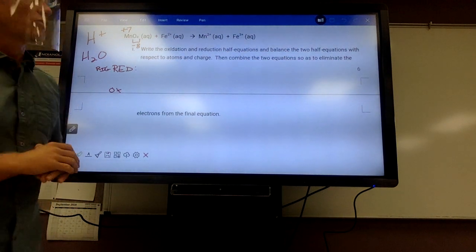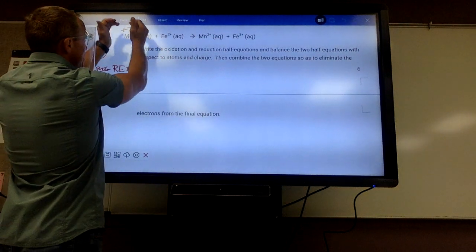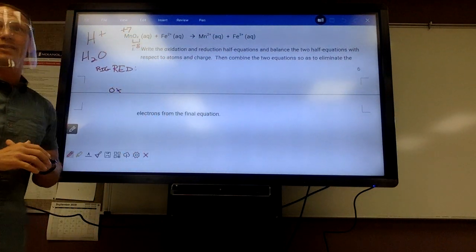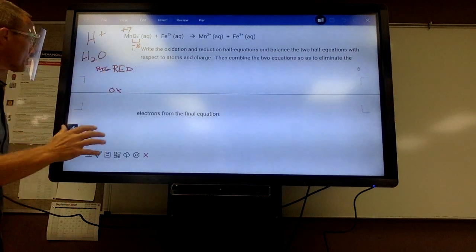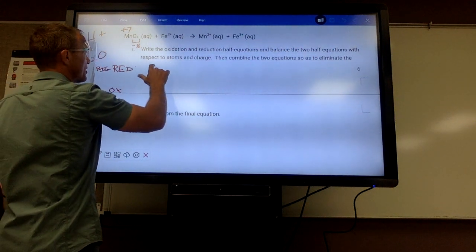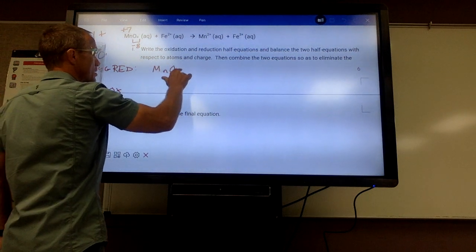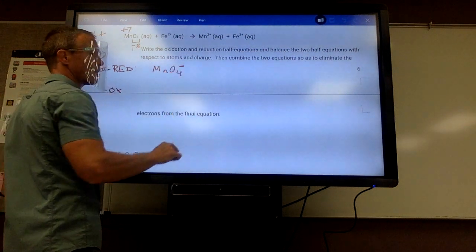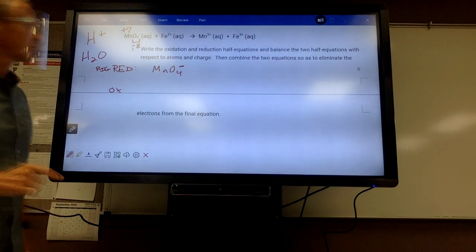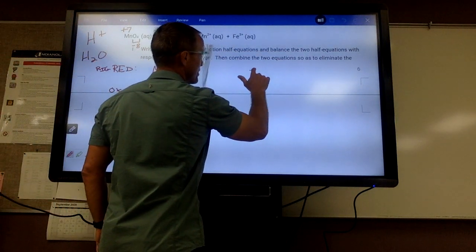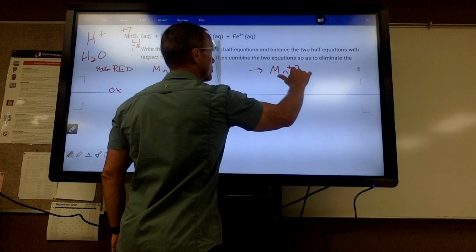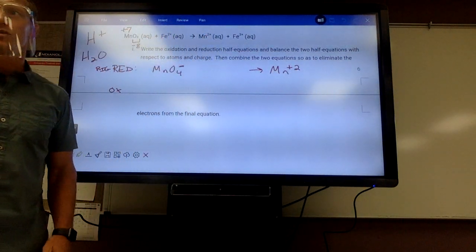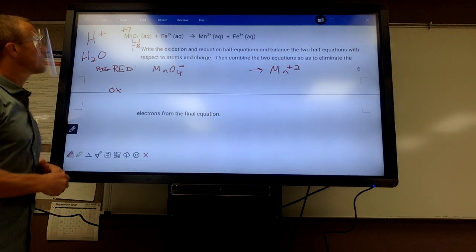As you're doing this, you have to write down the whole polyatomic ion that your element is in. So that manganese is in this polyatomic ion. You got to use that whole polyatomic ion. So our reduction half reaction is MnO4 with a negative charge. Don't forget charges on things. Going to Mn +2. So this is your reduction half reaction.